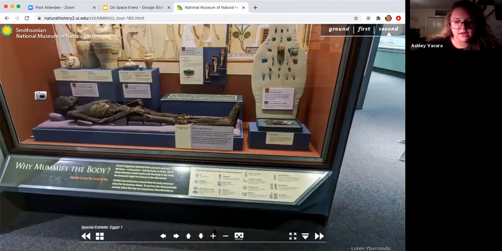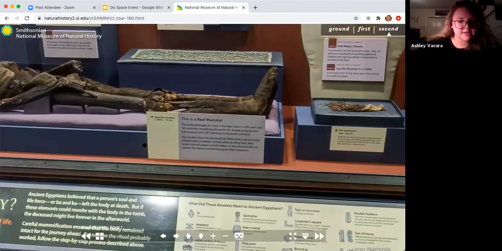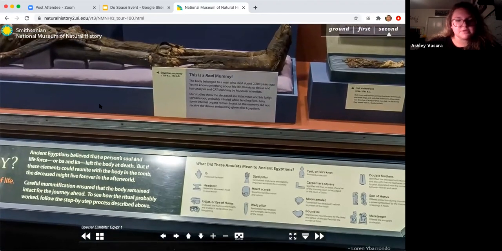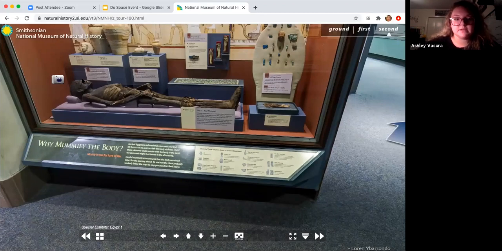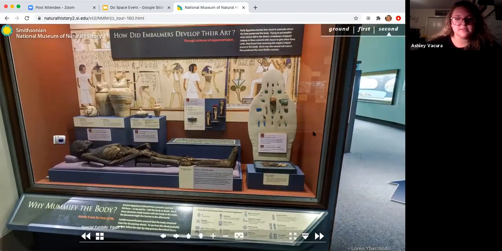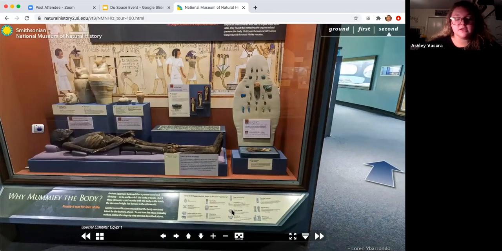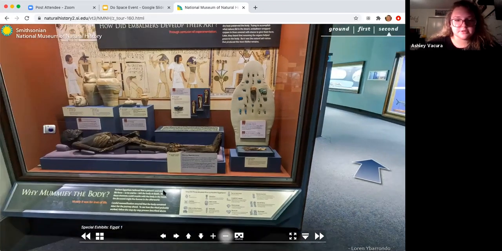So it reads right here, why mummify the body? Ancient Egyptians believed that a person's soul and life force left the body at death, but if these elements could reunite with the body in the tomb, the deceased might live forever in the afterworld. Careful mummification ensured that the body remained intact for the journey ahead. So it's kind of like the afterlife or heaven is what these Egyptians believed, and they believed that if these people were mummified, they could essentially go to heaven. So I think that's pretty cool.